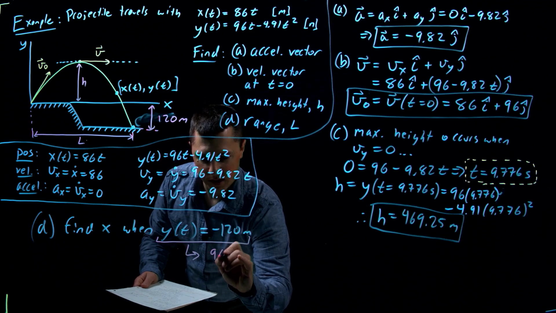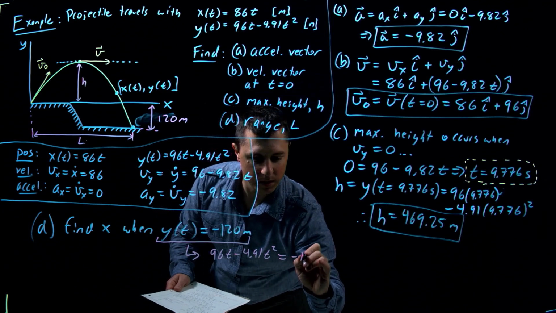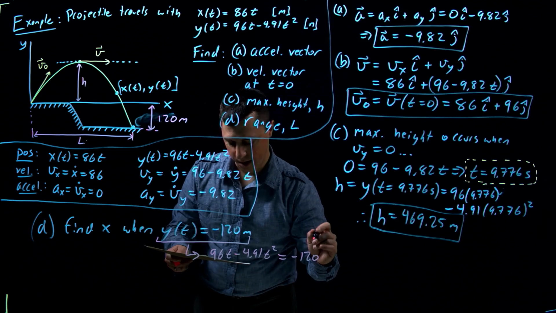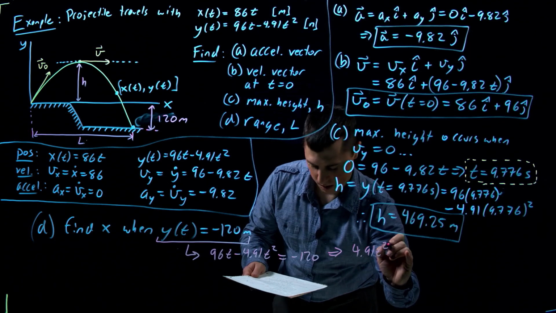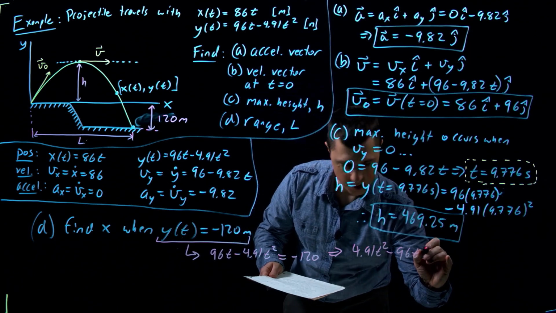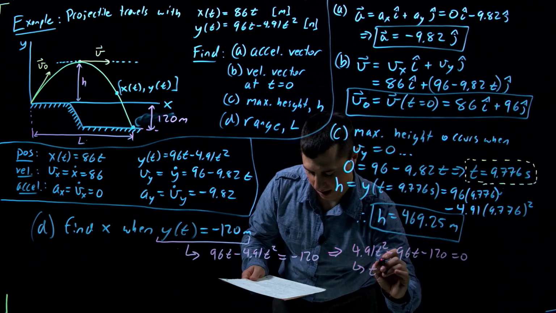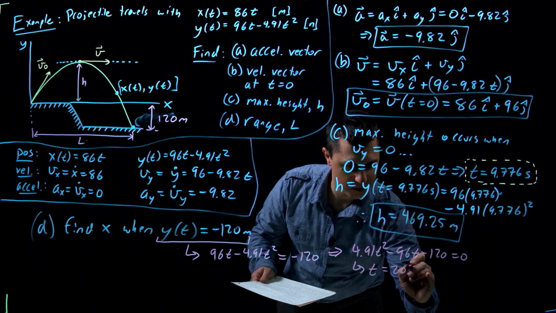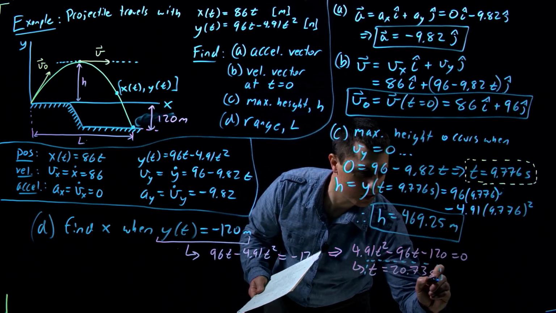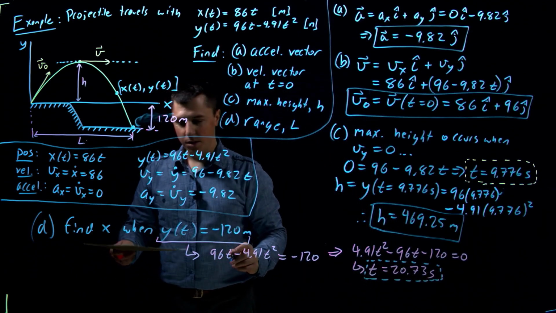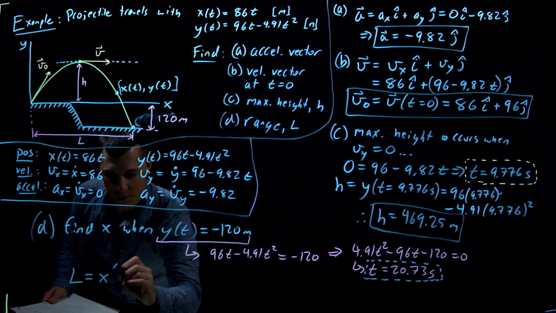So we have 96t minus 4.91 t squared equaling negative 120. Rearrange this as a quadratic. So we have 4.91 t squared minus 96t minus 120 equals 0. Solve the quadratic, and we find this occurs at a time of 20.73 seconds. Not the final answer, but a very important result, because then our L is going to be the x value at this time.